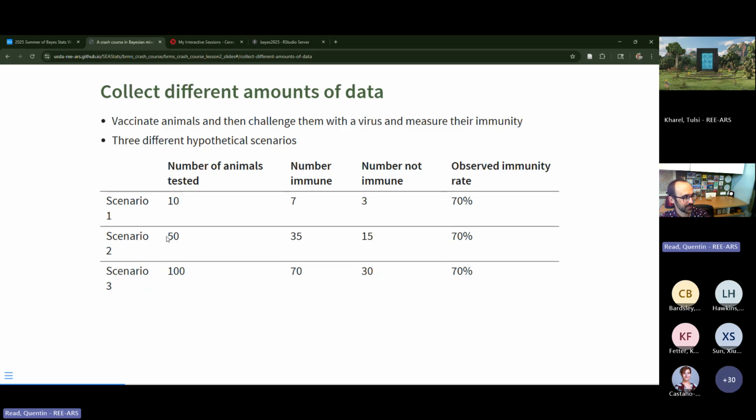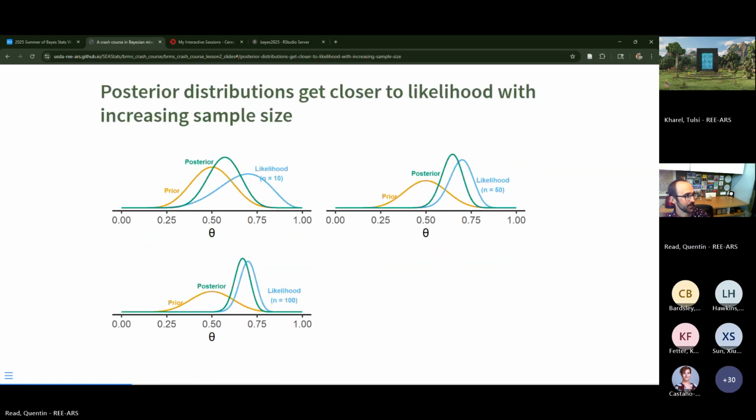In our second scenario, let's say we got more data, tested 50 animals with the same ratio, 70% were immune. Or what if we did 100 and saw 70 to 30? What will our posterior be with these variable amounts of data that we got? Well, the more data you have, the more influence the likelihood has compared to the prior, and so the closer the posterior will get to the likelihood.